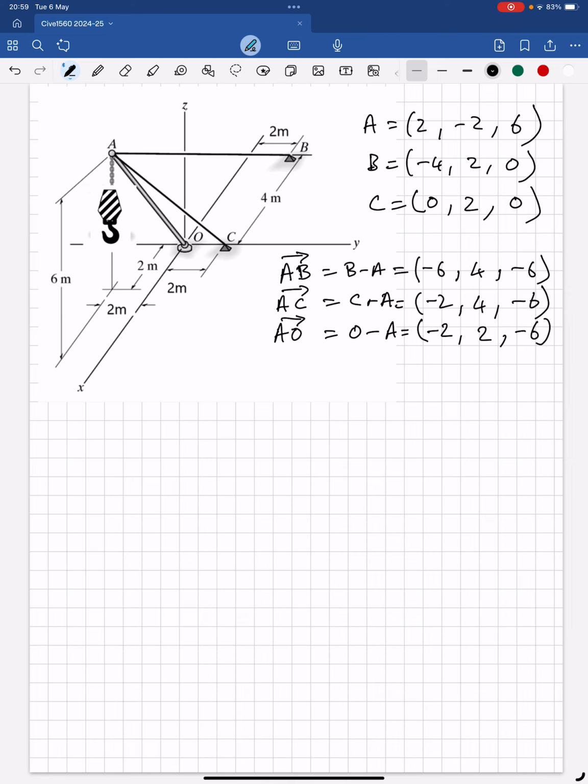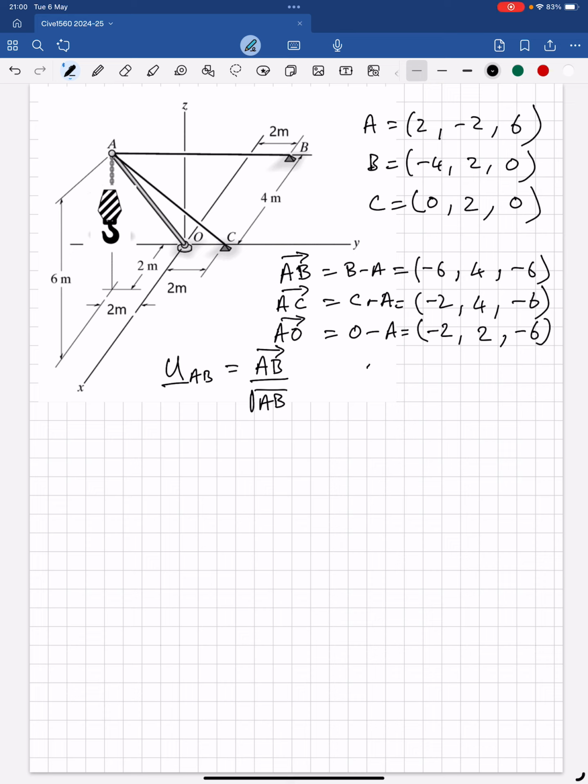We're going to need the unit vectors in the direction of each force. So the unit vector in AB will be the unit vector of AB, which is equal to AB over the magnitude of AB.